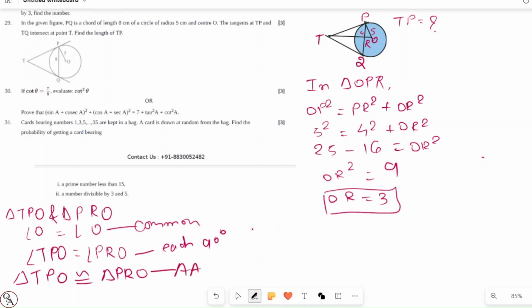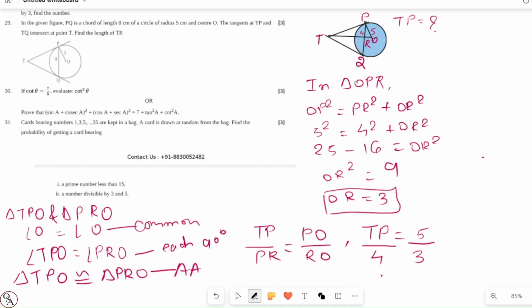Okay, so if I write down its corresponding parts, my corresponding parts are TP upon PR is equal to PO upon RO. Now if I substitute the values, PR is nothing but 4, PO is nothing but 5, my RO is nothing but 3.